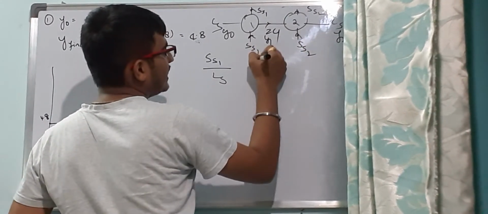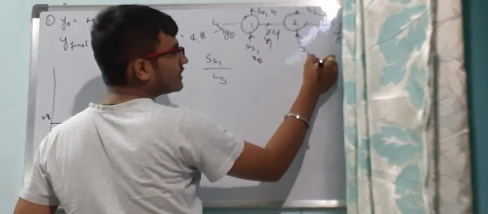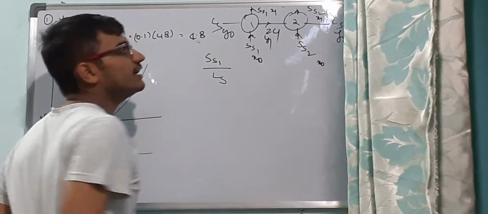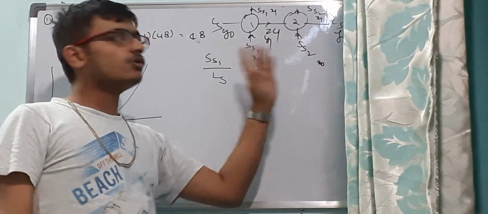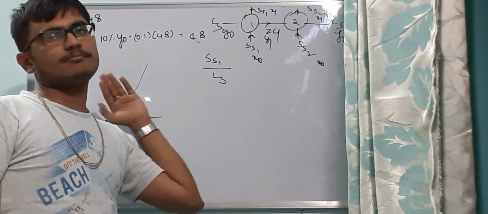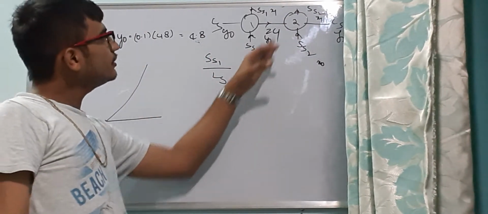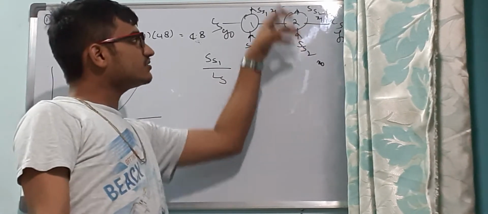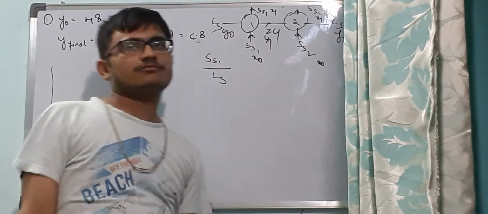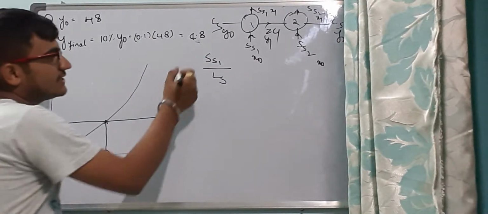X0, X1, X1 only. Why are you taking it as X1? Because in each stage you are adding fresh adsorbent. It is not co-current or parallel; it is a cross current process. So every stage you will add X0, and every stage you will get out X1. So SS1 for stage 1 we will take first.